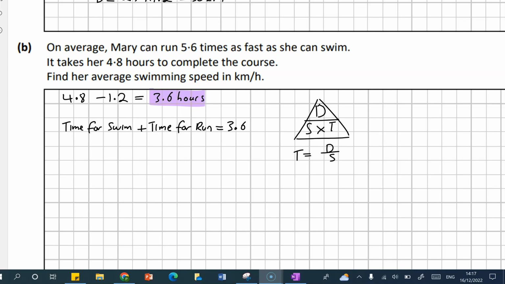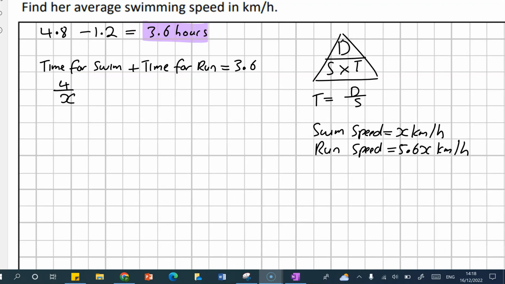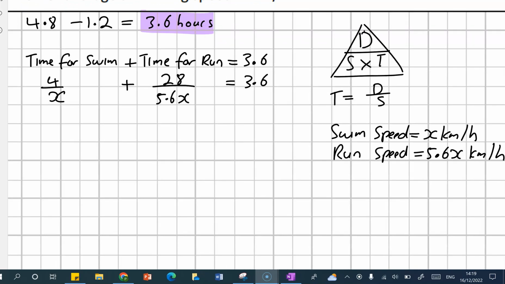I know the swim is the slowest, so I'll call that x. I know the run speed is 5.6 times faster, so that would be 5.6x. I know the distance for the swim is 4 kilometers, so time is distance divided by speed, 4 over x. I know the distance for the run is 28 kilometers, so the time, distance divided by speed, is 28 divided by 5.6x. When I add them both together, I get 3.6 hours.